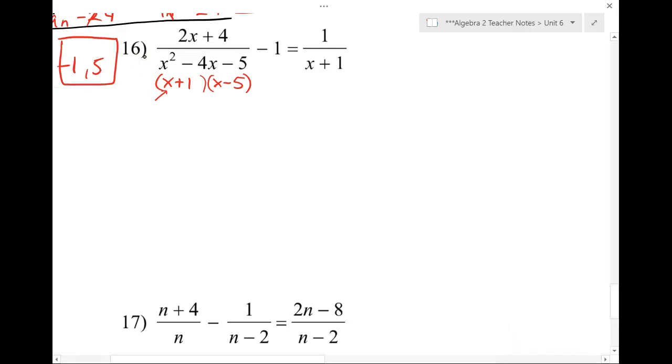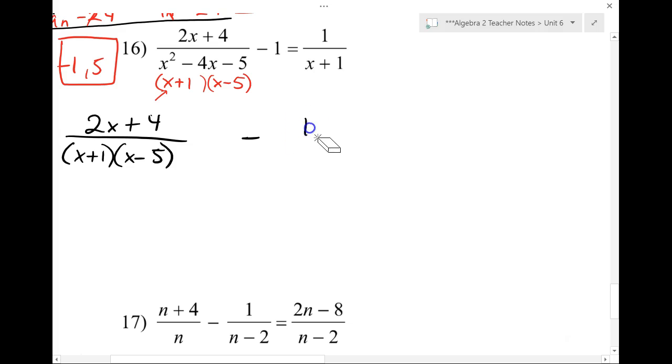So now we're going to have 2x plus 4. And remember, leave it factored in the denominator so we can cancel out later. Spread it out. Let's put this a little closer here. Okay. Equals 1 over x plus 1.